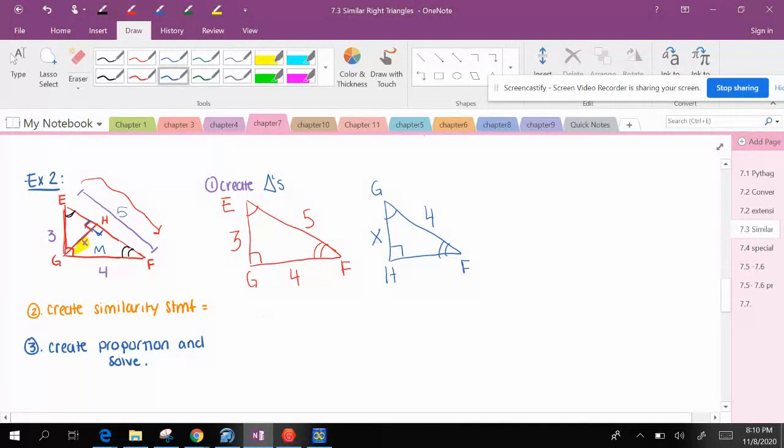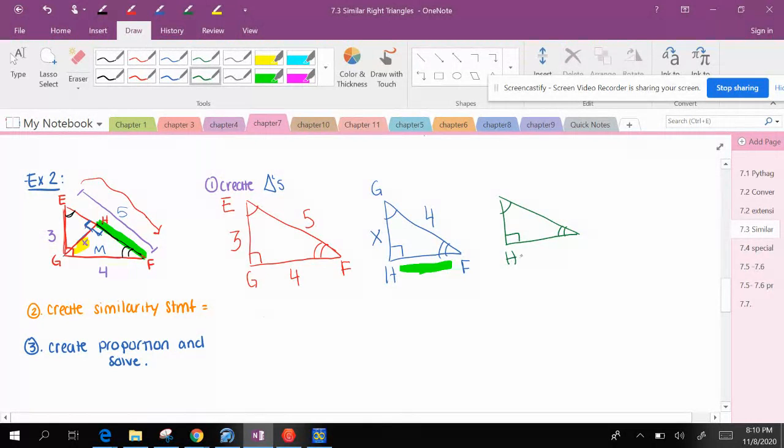GH is X. I have no idea what H to F is, this spot right here. I know the whole thing is 5, but I don't know exactly what that segment is. So I can't label it anything, which is okay. Less work for me. And now my small triangle.